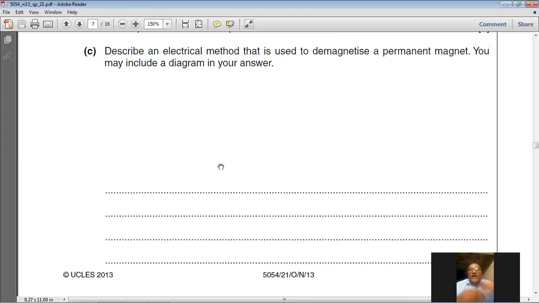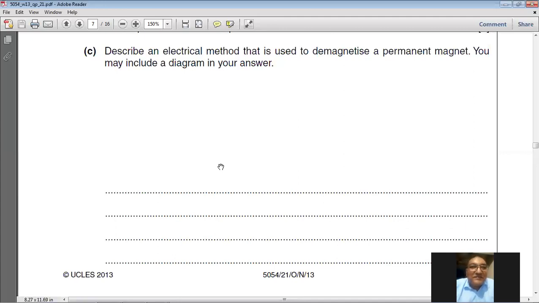A solenoid is a coil, and you connect the coil with a switch and an alternating power supply. You put the permanent magnet in the solenoid, and for some time keep the current at its maximum value, then gradually decrease the current, and at the end stop the current. Then take out the bar magnet and check it. It would have lost its magnetism. So you see, this is how we demagnetize a permanent magnet.